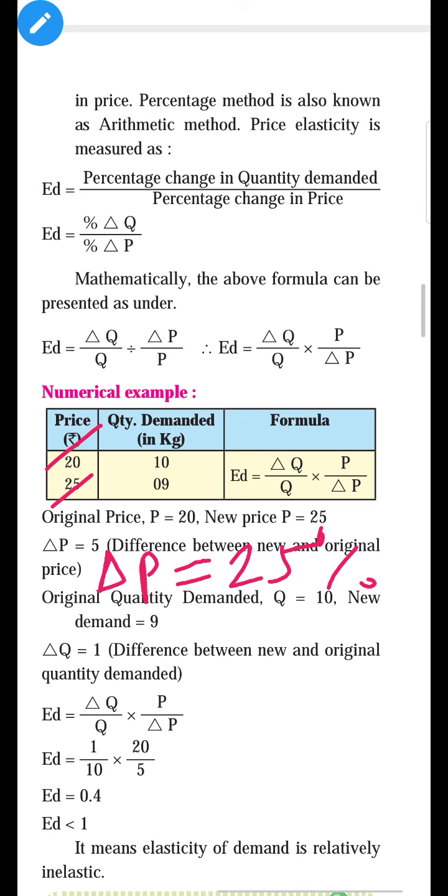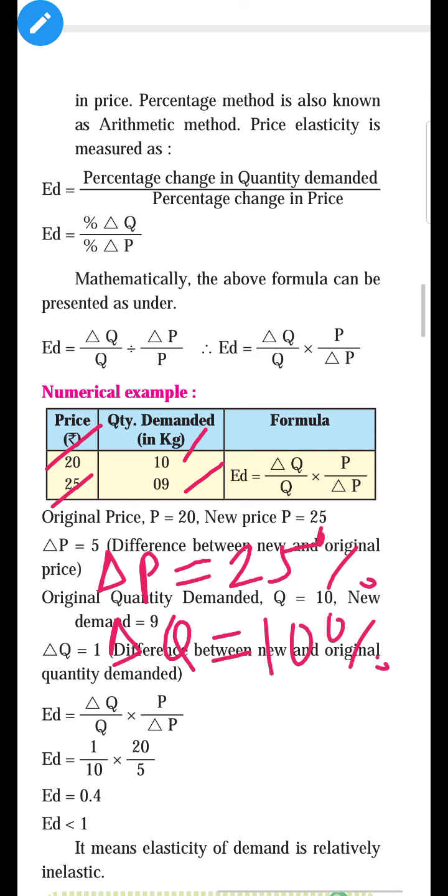Okay, let us find out the value of delta Q. How much does the demand change? Demand changes from 10 kg to 9 kg. So how much exactly did demand decrease? Demand decreased by 1 kg. So 1 kg is how much percentage of 10 kg? Yes, 10%. So delta Q is 10%.